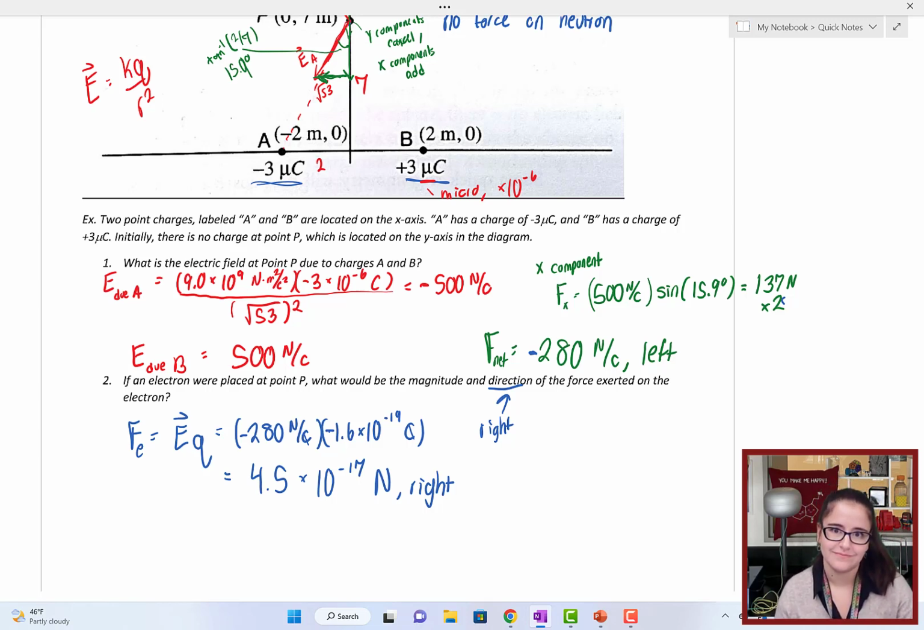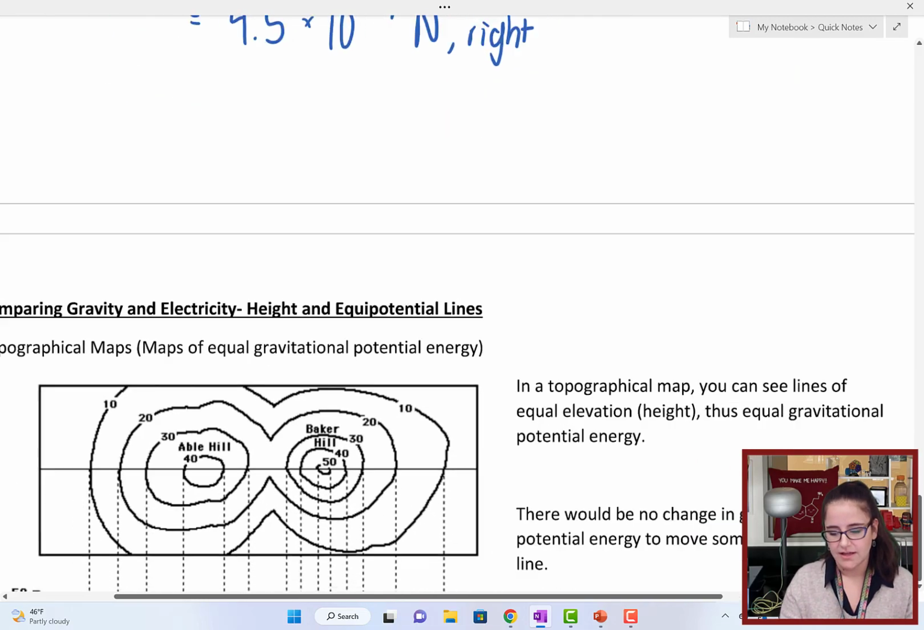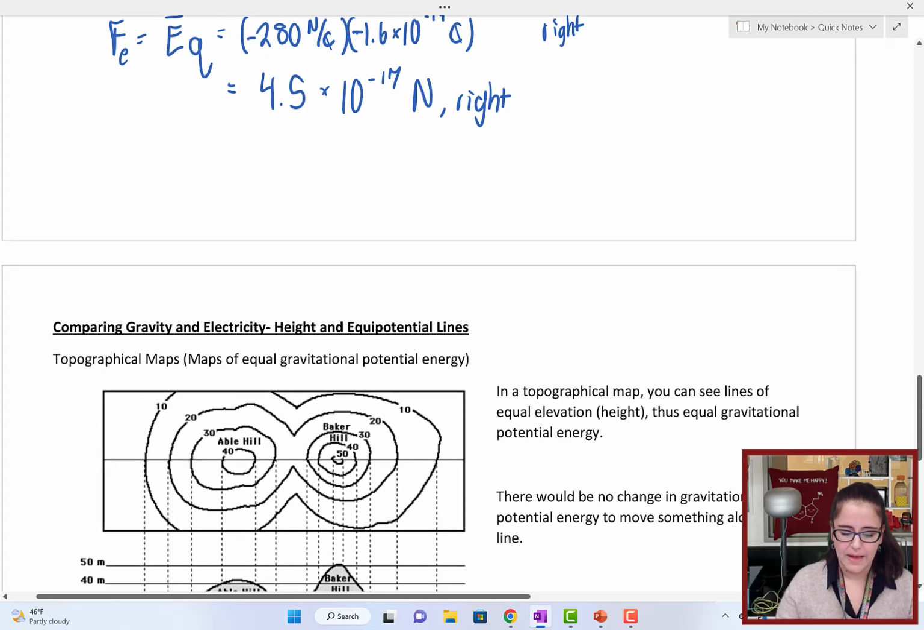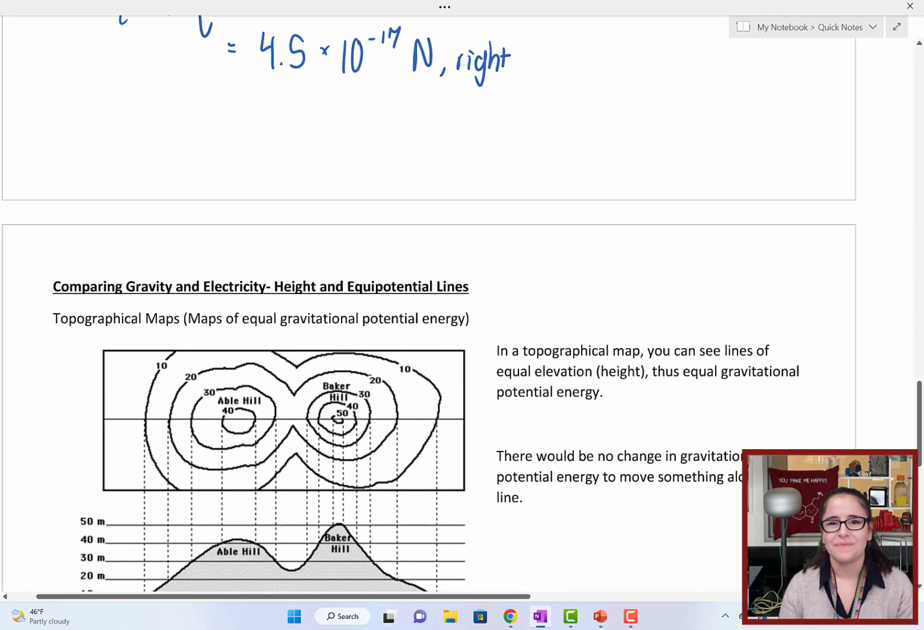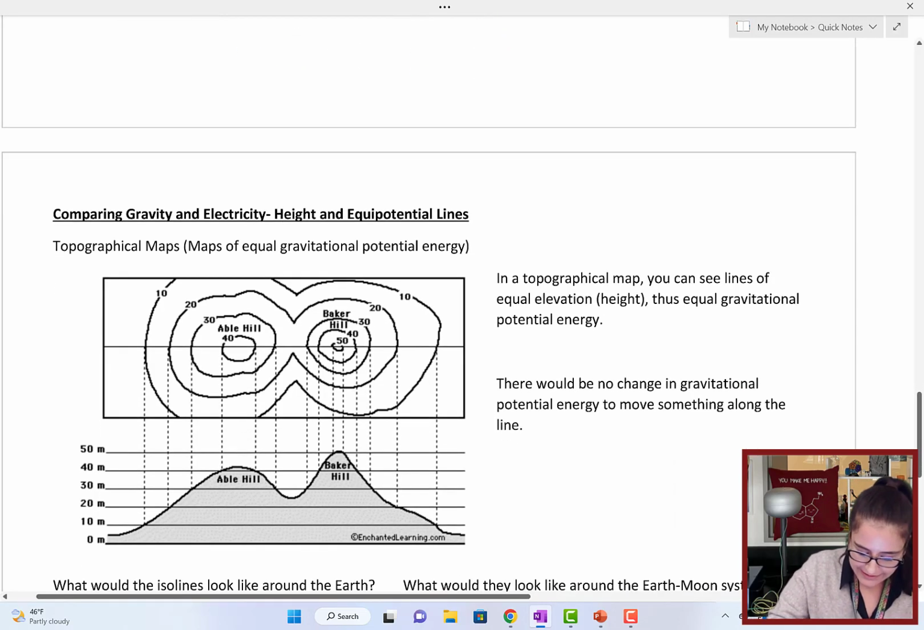Okay, cool. So now we're going to talk a little bit about electrical potential energy, okay, which we'll be diving into a lot more in the next lecture. But before we do that, I want to talk about topographical maps, okay? Now, I find it unlikely that you've seen a topographical map anywhere except maybe a video game. But what they do is they show lines of equal heights, okay, of equal heights on the hill.